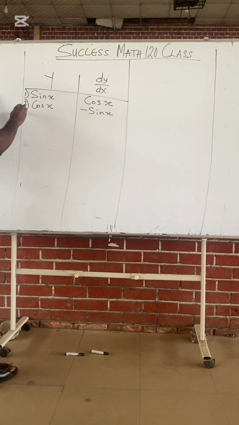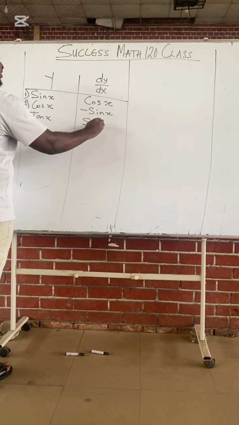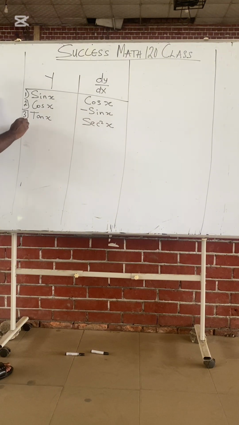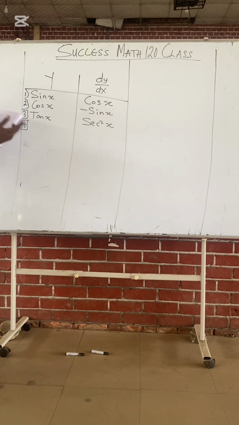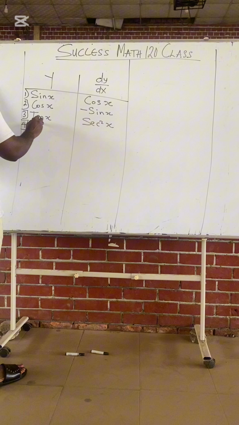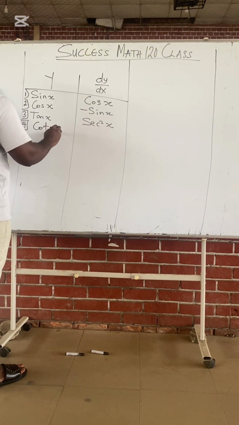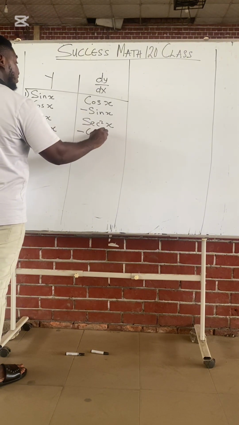Minus sine x. Three, tan x gives sec squared x. If you were around on Monday, this should be a revision too. Some of those that were around on Monday were asking how we put this in our head. So it used to be revising now. Four, cot x gives minus cosec squared x.